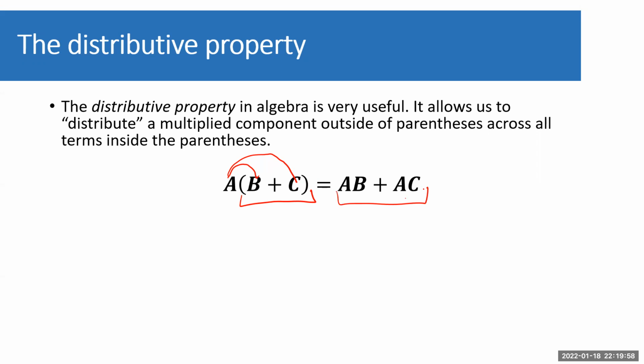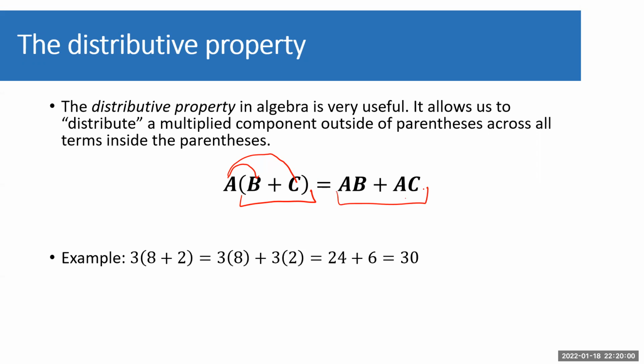And you'll end up with this. So for example, with numbers, if we have 3 times 8 plus 2, this is the same as saying 3 times 8 plus 3 times 2, or 24 plus 6. Now you could also look at this and say, okay, well, just using PEMDAS, I'd have 3 times 10, which is 30. So sometimes it makes it simpler to distribute and sometimes it doesn't, especially with variables, it can help us to distribute.